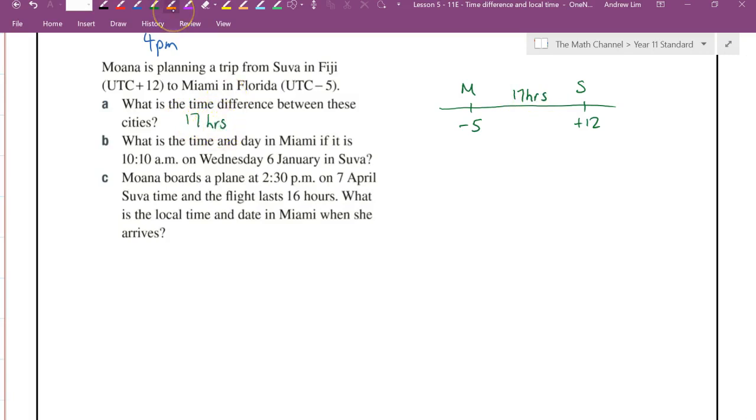Alright, question B. I might actually write this is question A. Question B. What is the time and day in Miami if it is 10:10 a.m. on Wednesday, 6th of January in Suva? So it's 10:10 a.m. Wednesday, 6th of January. What's the time and day in Miami?